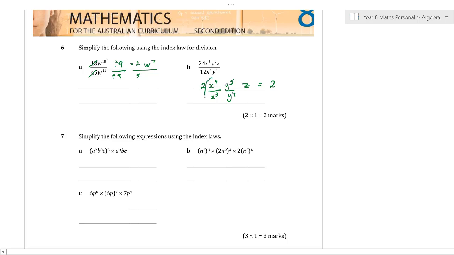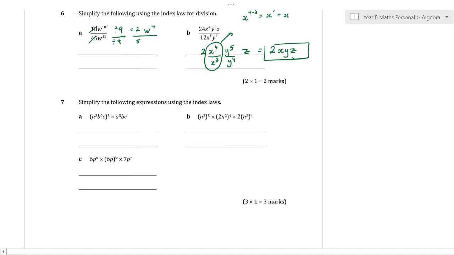Now, let's do this one. x to the power of 4 divided by x cubed. What are we doing to the powers? We're subtracting that 3 from 4, which is x to the power of 1, which we'll just write as x. So there you go, we've got x, and the same thing with y to the power of 5. That's y, and there's the z. So we've now simplified.